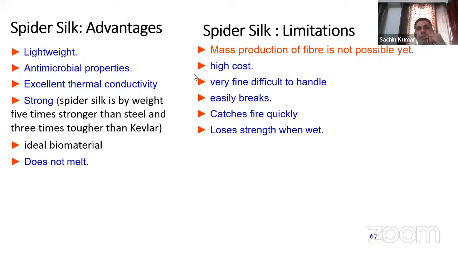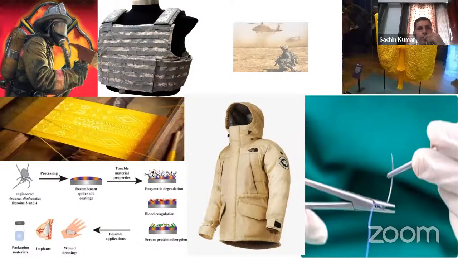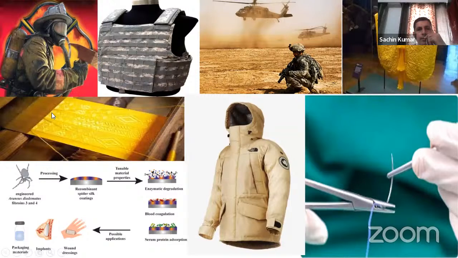It has a very high cost. It easily breaks if it is not taken care of, and it catches fire quickly. These are some of the limitations. If it is commercially produced, then it will be a very good fiber in the future. Some of the applications are bulletproof jackets and masks. This yellow colored fabric is made of spider silk. We can also use it for sutures. This yellow colored dress is also made of silk.